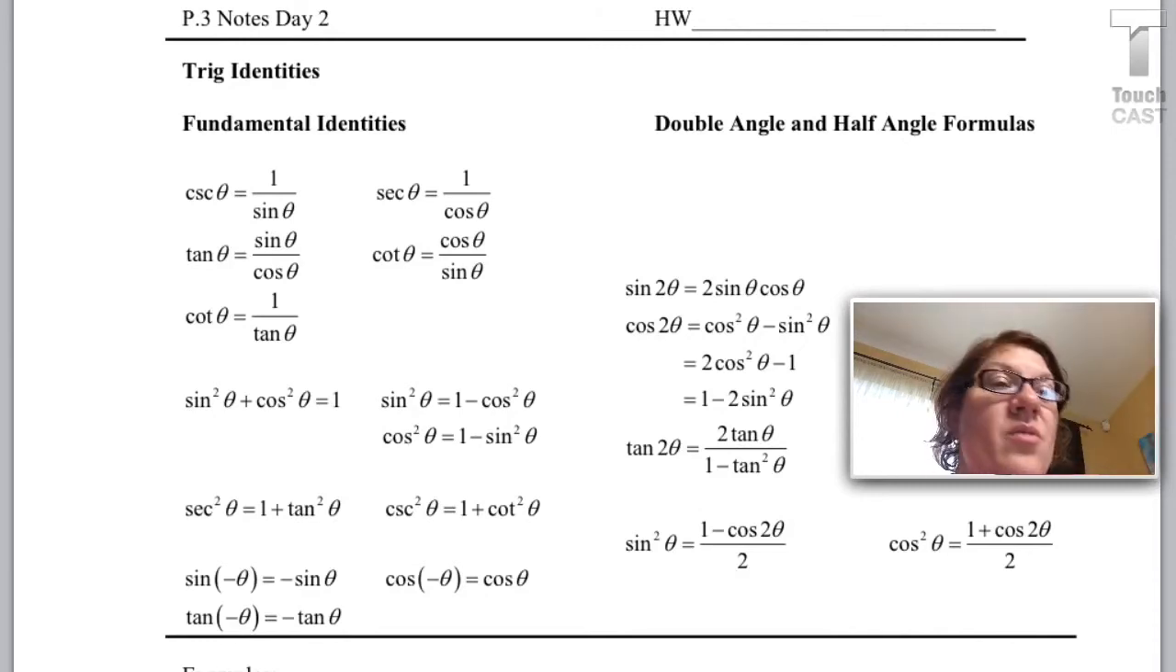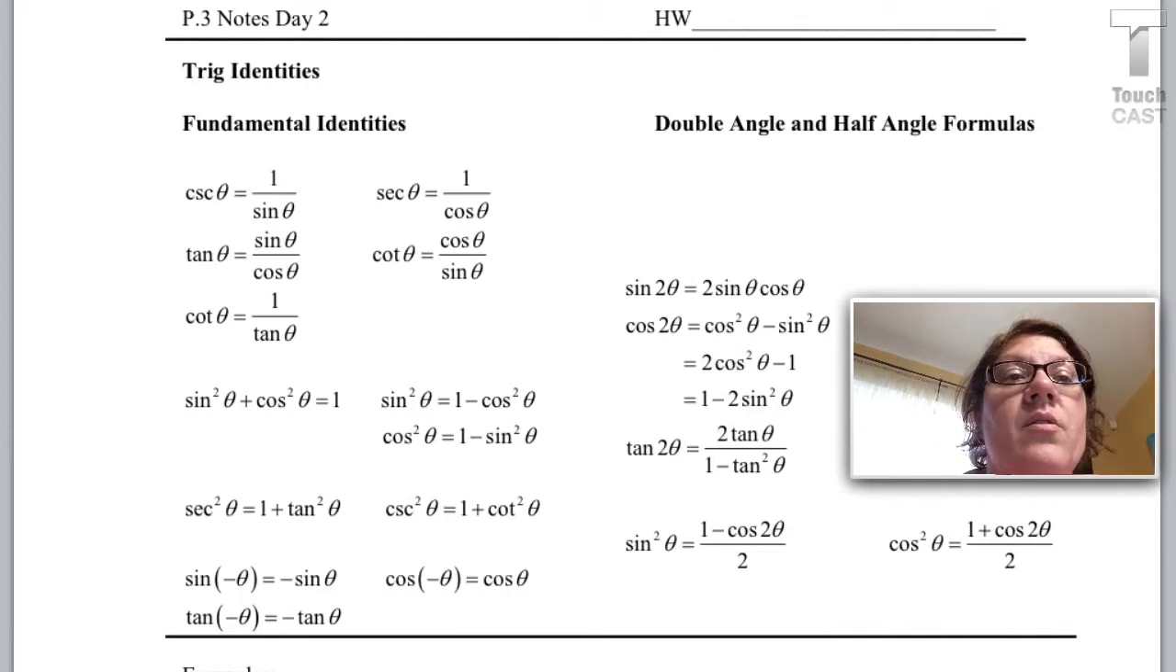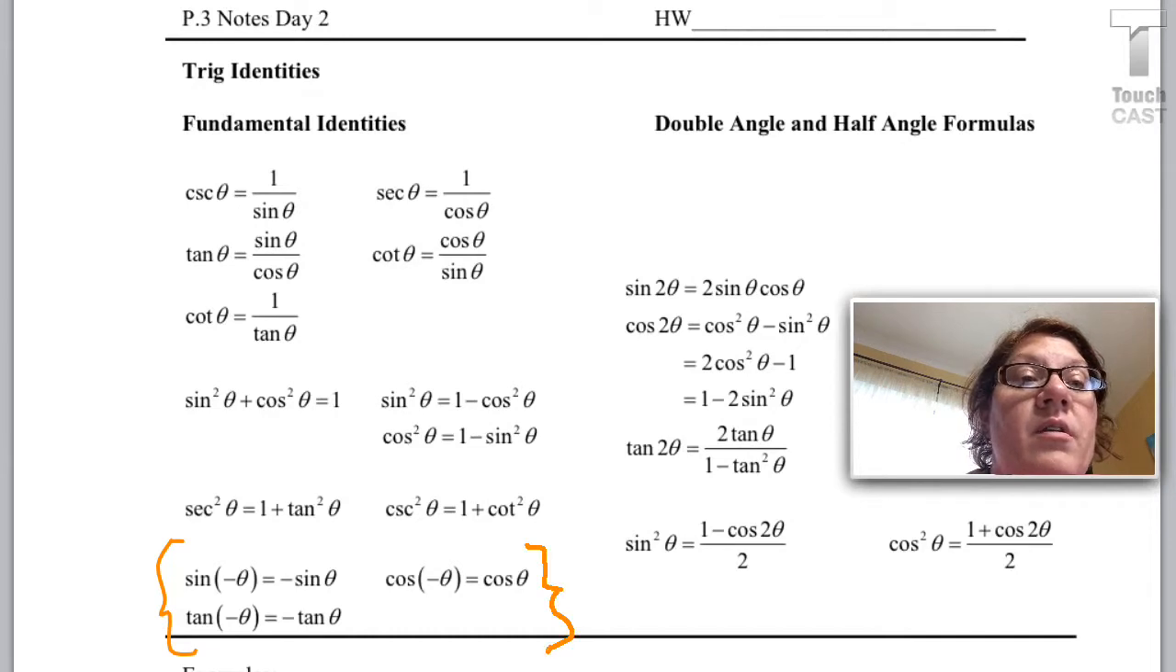We don't use them a ton in first semester. We use them more second semester. They're just kind of here to jog your memory and help you remember. Something that you do want to notice down here, though, at the bottom, is that some of these are even and some of these are odd functions.